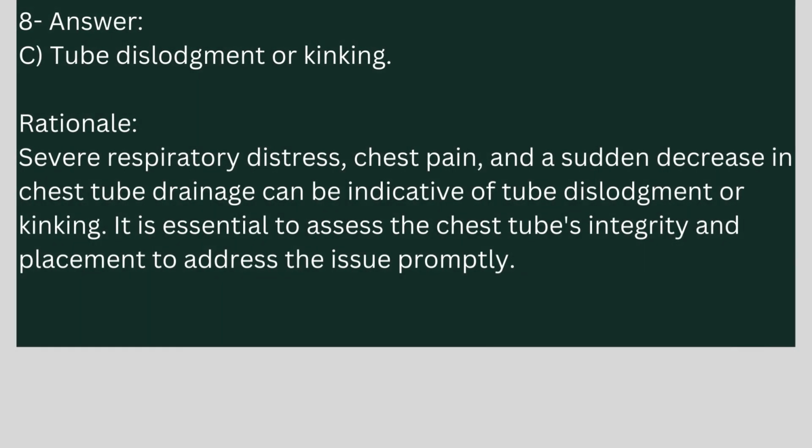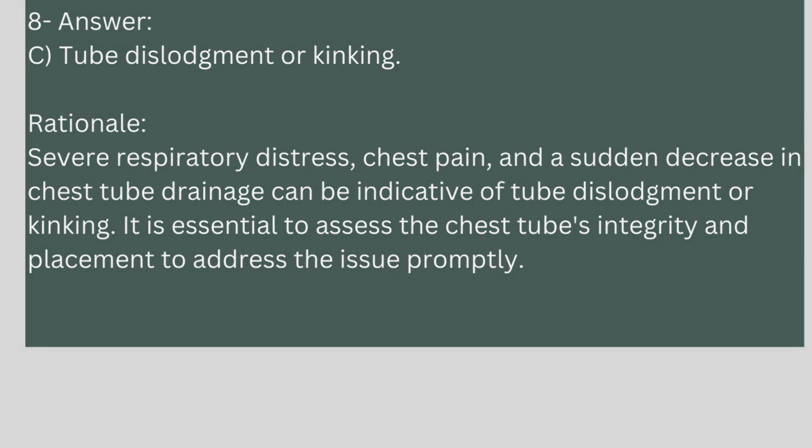C. Tube dislodgement or kinking. Rationale: severe respiratory distress, chest pain, and a sudden decrease in chest tube drainage can be indicative of tube dislodgement or kinking. It is essential to assess the chest tube's integrity and placement to address the issue promptly.